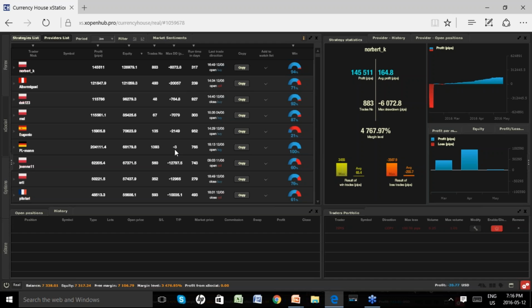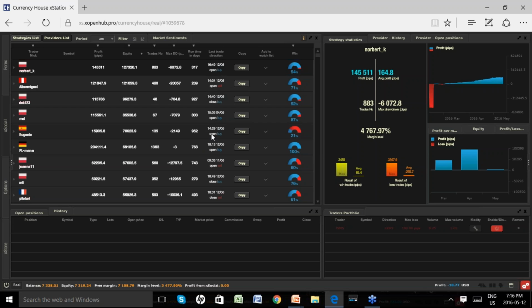You're then going to see runtime. This is how long they've been in the system for. So you can see here that some traders have been in the system for a long, long time. This trader's been going on for quite a long time. They've had their account open, while other traders are a little bit newer. This trader's only 303 days in.